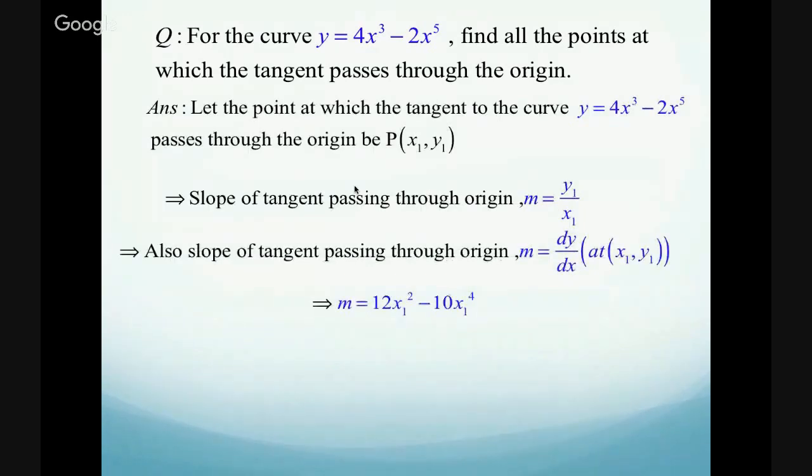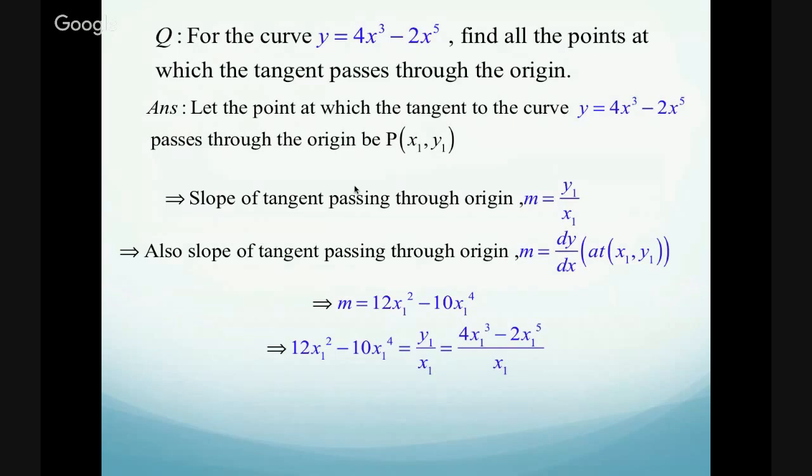So if you find the derivative of y with respect to x and find the slope at that point, so if I find dy by dx, that's nothing but 12x squared minus 10x to the power 4. So the slope must also be 12x1 squared minus 10x1 to the power 4. This must be equal to y1 over x1.